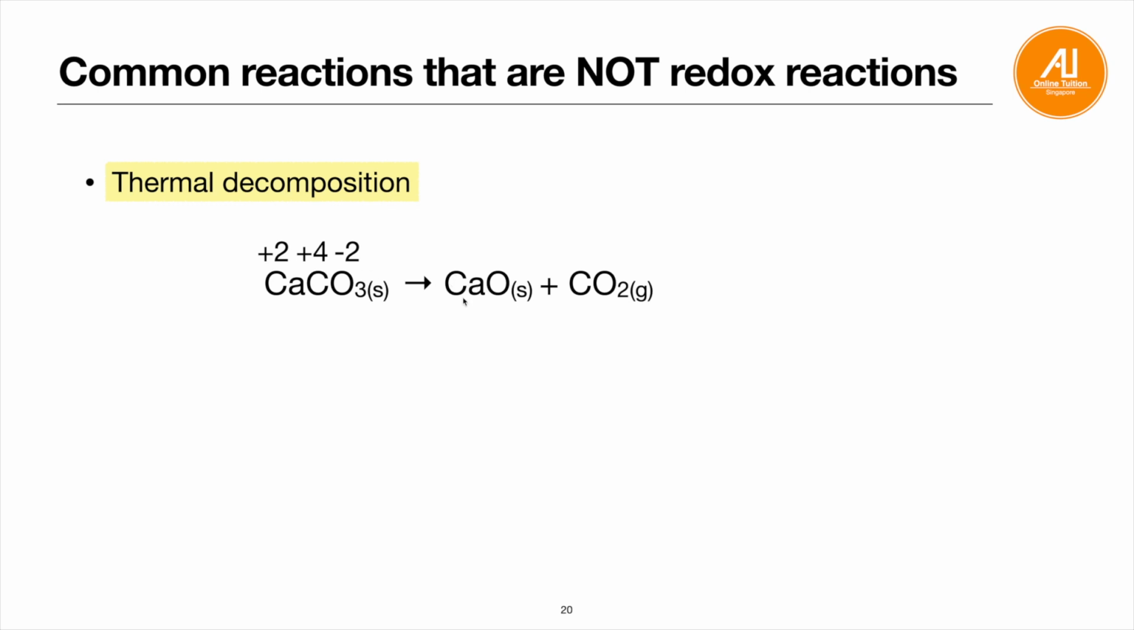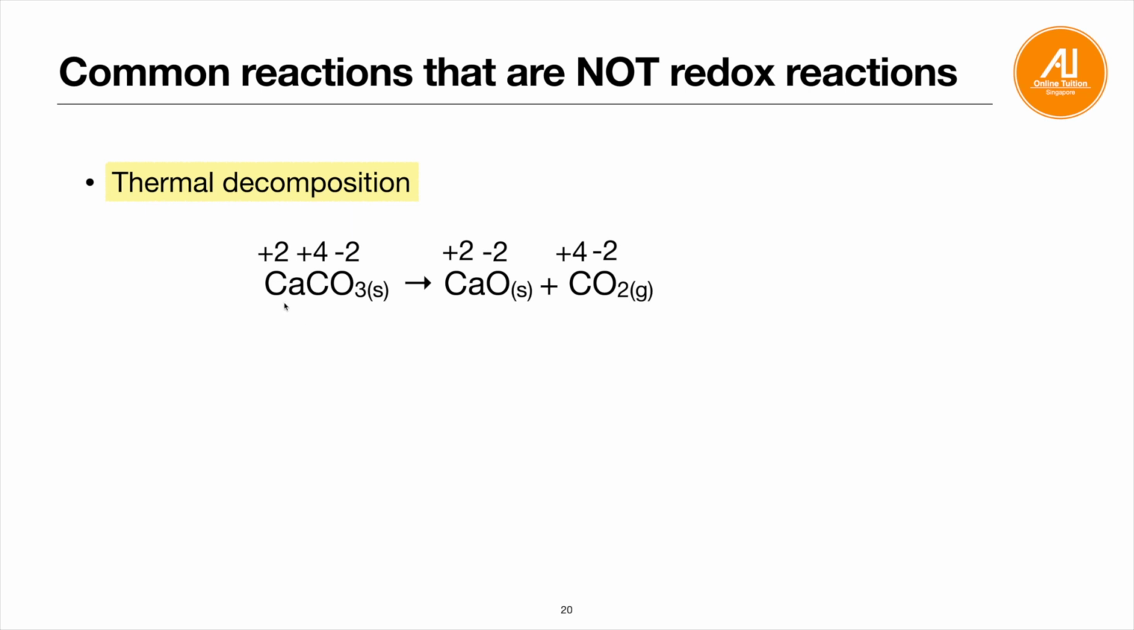Let's do the same thing for calcium oxide. Oxygen is always -2, so calcium must be what to balance out? +2. All right, move on. CO2: oxygen is -2, two of it is -4. So carbon must be what? Must be +4 to balance out everything.